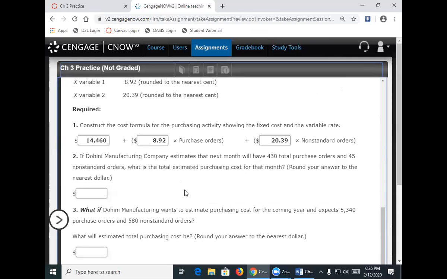So now we just plug in the givens. Well, what if they estimate that next month we have 430 purchase orders and 45 non-standard orders? Well, that would be your fixed cost plus 8.92 times 430 plus $20.39 times 45. Okay. So again, just adding to our function.